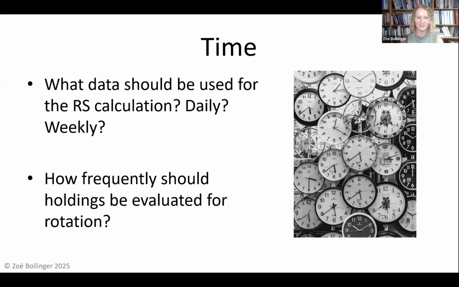I'll throw in, I didn't do any testing on this in this presentation, but I've personally done some looking at when does it make sense to trade. Does it make sense to trade in the middle of the week or at the end of the week or at the end of the month?